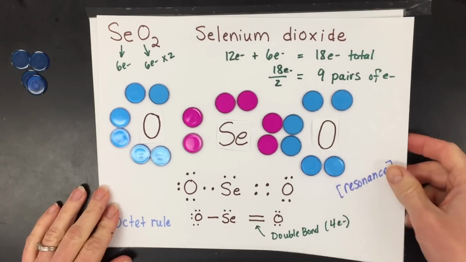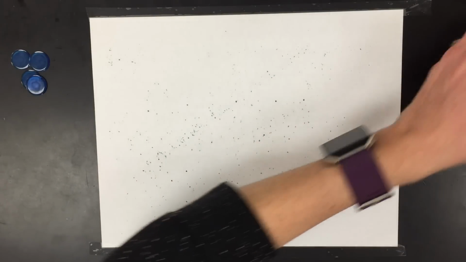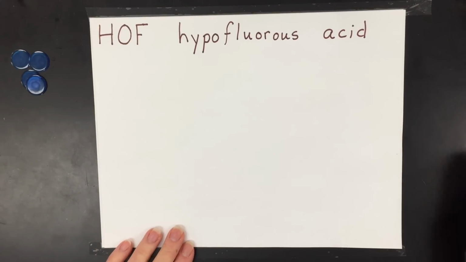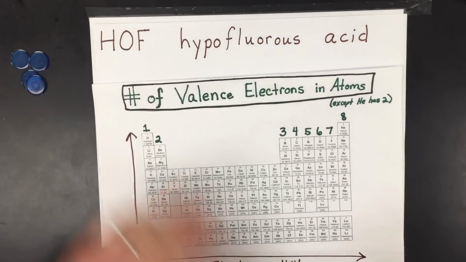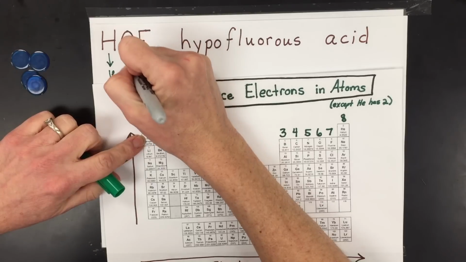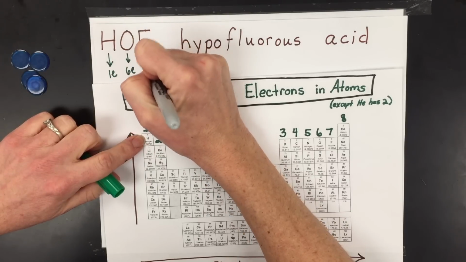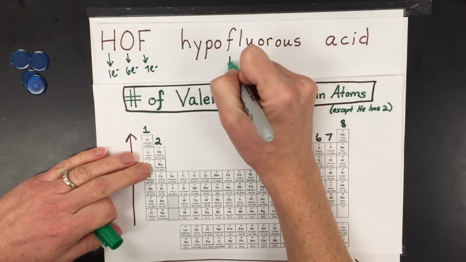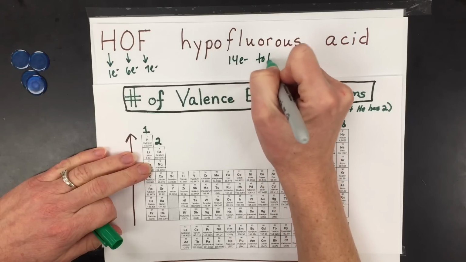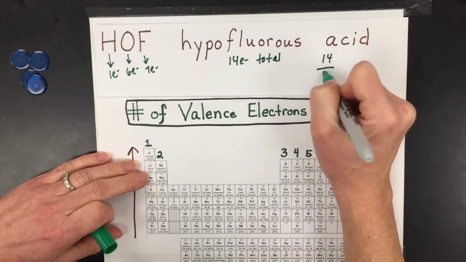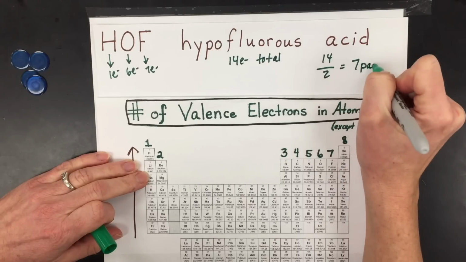All right, the last example I'm going to do with you is hypochlorous acid. So hypochlorous acid, again, what you're going to do is count the number of valence electrons. So hydrogen has 1, it's right there. Oxygen has 6, and again, fluorine has 7. So that would add up to 14 electrons total. Or if you do the pairs, 14 divided by 2 would be 7 pairs of electrons.